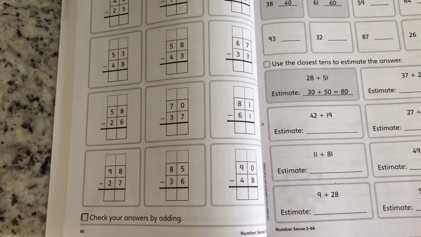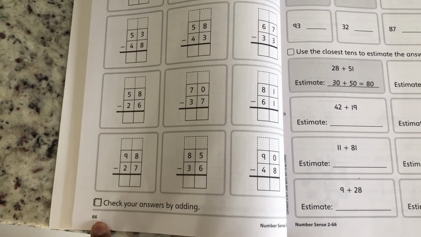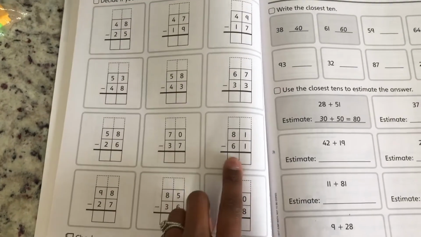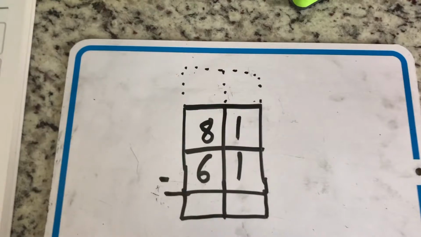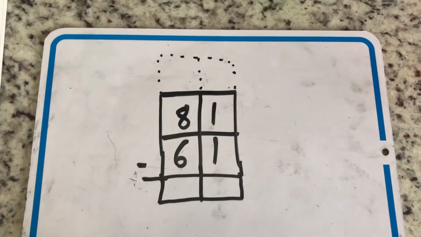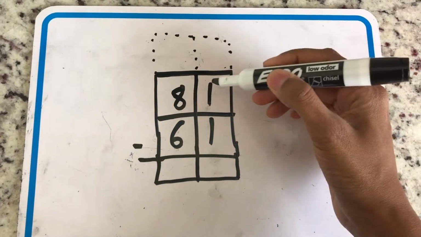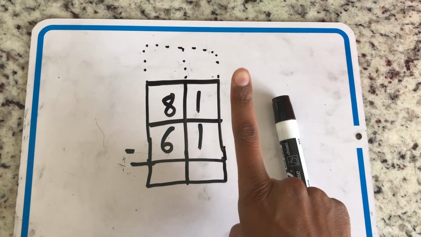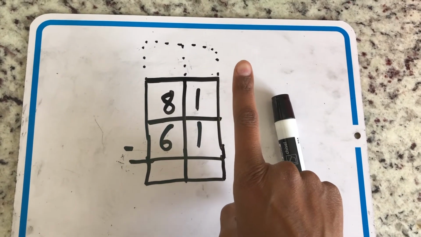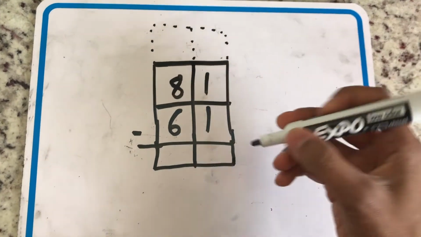The last question I want to try is on page 66 in our Jump Math 2.2 book. And I want to try this one. 81 take away 61. We always subtract our ones first. So here I have 1 and I need to take away 1. Do I have enough? Yes, I do. 1 take away 1 makes 0.